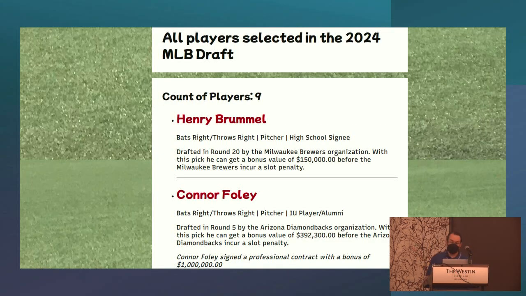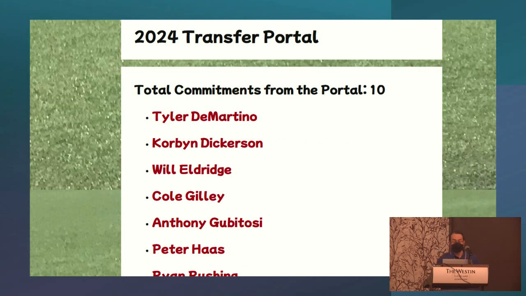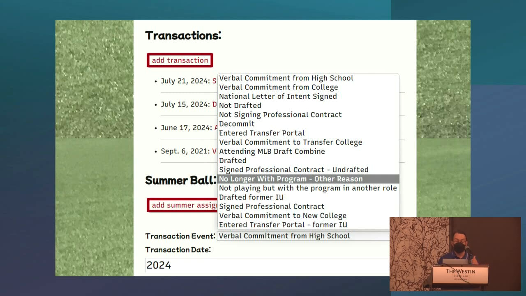So this is the draft. This is an example of a couple players. The first one is a high schooler who's committed to play at Indiana, but now has been drafted. So we're waiting until the August 1st deadline to see if they're signed. This is another player, Connor Foley, who was at Indiana, was drafted, and signed with a $1 million bonus. So you have commitments from the transfer portal, players coming in, so that's something else we have to track.